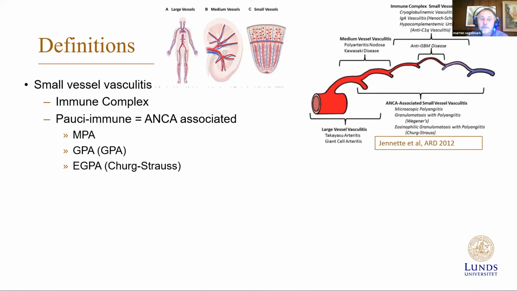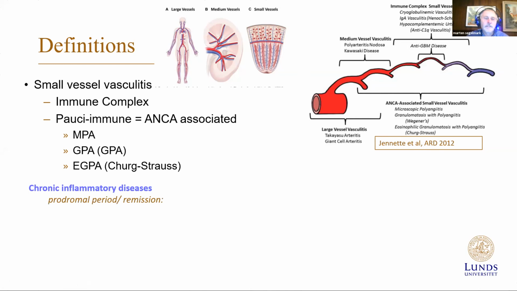There are three different diseases in this category, now called MPA for microscopic polyangiitis, GPA for granulomatosis with polyangiitis, and EGPA, eosinophilic granulomatosis with polyangiitis, that was formerly called Churg-Strauss disease.